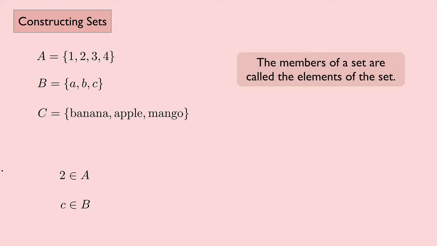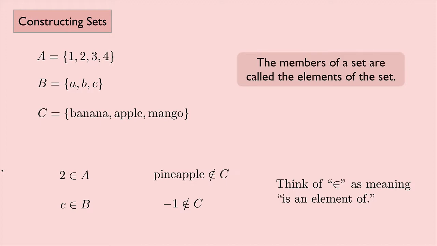And we could also say something is not in a set. Pineapple is not in the set C. -1 is also not in the set C. So this symbol here we can think of as meaning is an element of. So for instance, we could say 2 is an element of the set A. C is an element of the set B. And then we could also say things like pineapple is not an element of the set C.